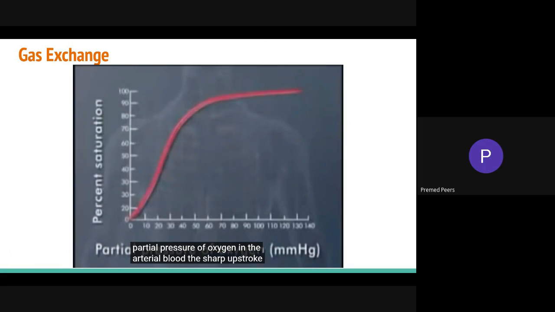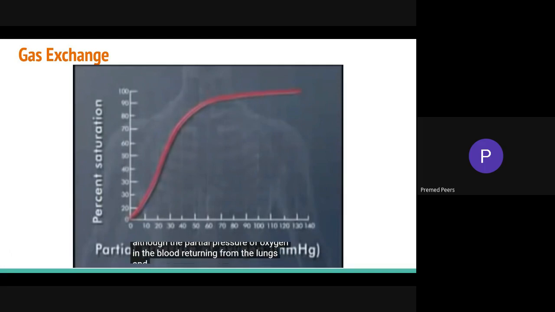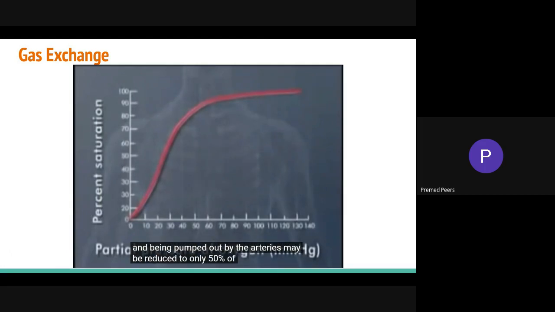The sharp upstroke and the flat plateau illustrate how oxygen is released to the tissues over a wide range of conditions. Its shape means that although the partial pressure of oxygen in the blood returning from the lungs and being pumped out by the arteries may be reduced to only 50% of the normal value, say due to lung disease or high altitude, hemoglobin will still be 85% saturated with oxygen.